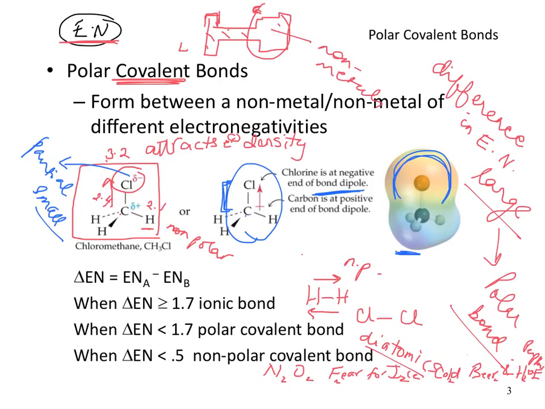So N2, O2, F2, I2, Cl2, Br2, and H2. Those are my diatomics. Anytime you see a diatomic molecule, that automatically means that it's going to be non-polar in nature. It has to be homonuclear though. Something like HCl contains two atoms, but those are not homonuclear. One is hydrogen, the other is chlorine.